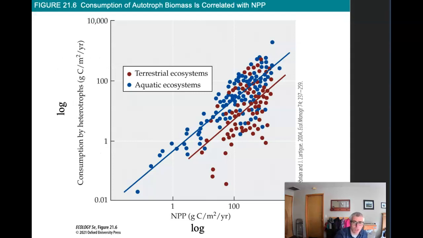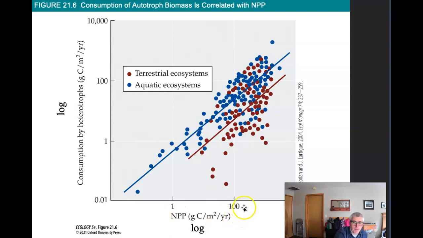So here, this is a log-log plot. Net primary productivity and consumption by heterotrophs. This is not a percentage. This is grams carbon per meter squared per year. Same thing down here, grams carbon per meter squared per year. So you could do a ratio of these, but this is just the raw data.